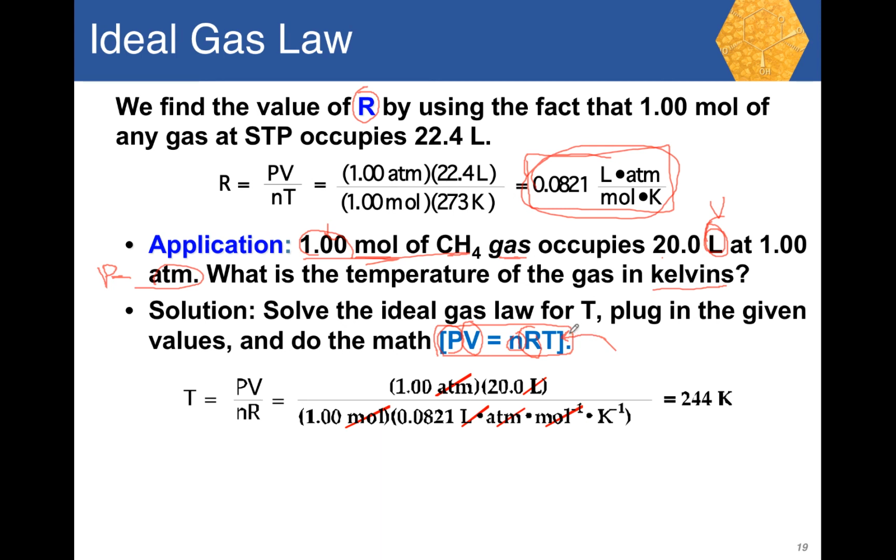And T is the only unknown. So we solve for T by setting up that equation. And you'll notice, and I'm encouraging you, to include your units when you do the calculation. You'll see that the units cancel, and you end up with the proper units for the answer, which is 244 Kelvin, K. Okay, make sure you can do that.